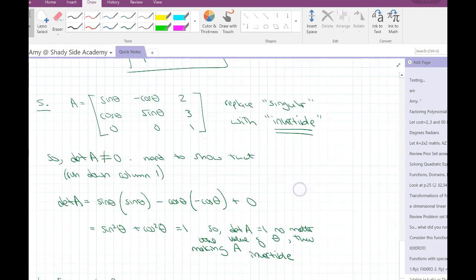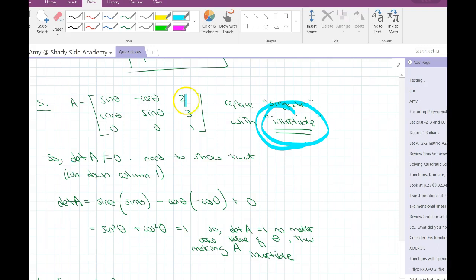Number 5, sorry, a word typo on your paper. I want you to show that this matrix is invertible, not singular. Singular is the opposite of invertible. Show that this matrix is invertible. And to show that a matrix is invertible in the context of the determinant, you know that the determinant must not equal 0. If a matrix's determinant equals 0, it is not invertible.